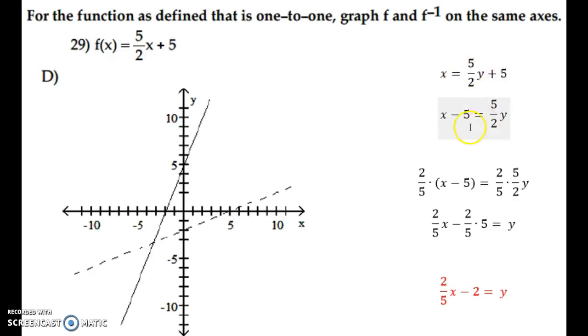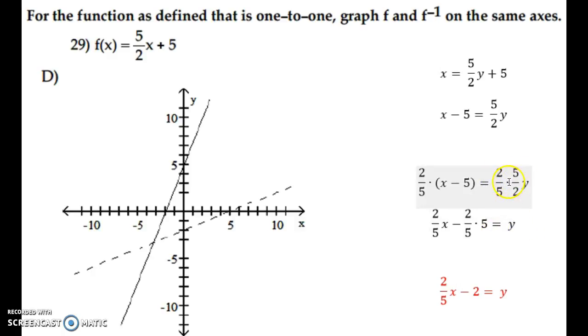Subtract 5 from both sides, and now multiply both sides by 2/5. So I wrote that here. You have to multiply the entire side by 2/5. That's why I put this in parentheses. So now distribute that through. Both terms are multiplied by 2/5.